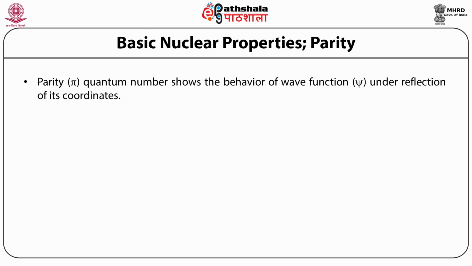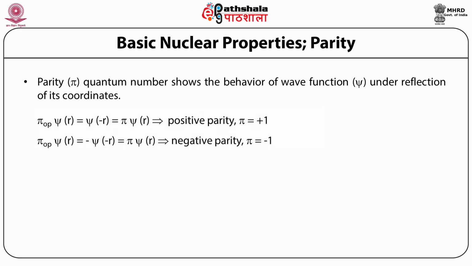Here parity is basically an operator. When this wave function psi of r is operated upon by the parity, we can get either psi of minus r, which is equal to pi psi of r, that is positive parity. So if the wave function is unchanged after reflection of its coordinates, then we say that the nucleus has positive parity.